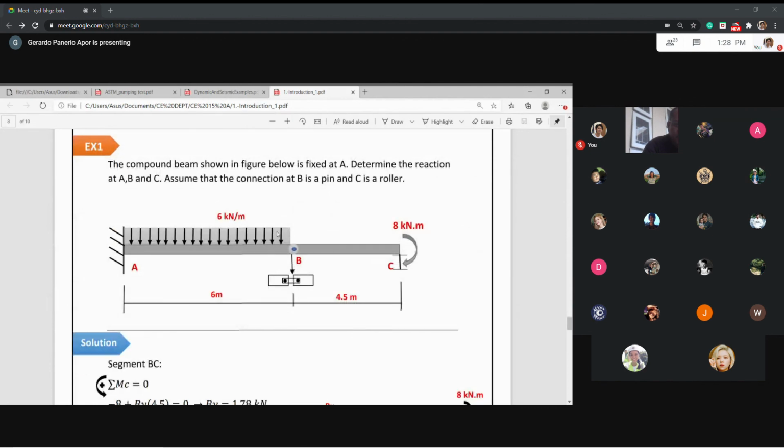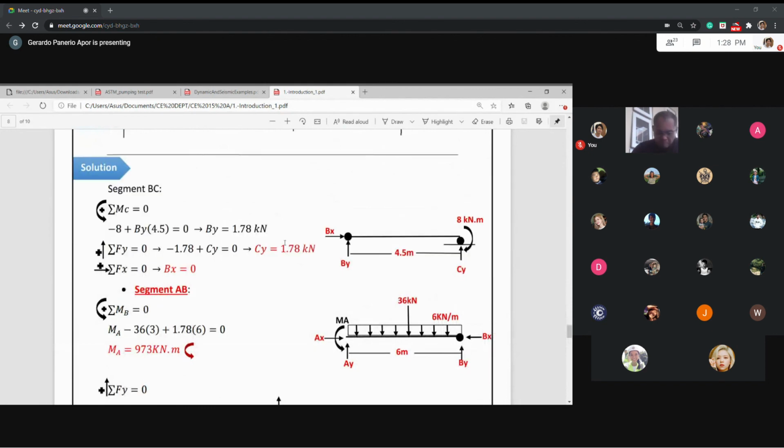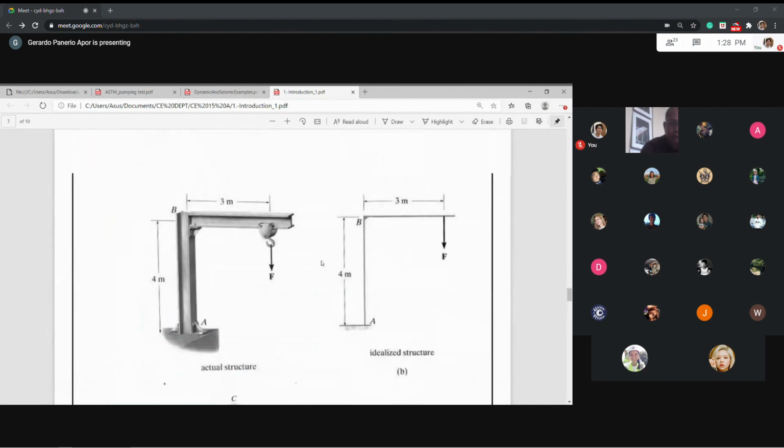So, here we have an example of a beam. But there is no more time, so we will stop here. Okay.